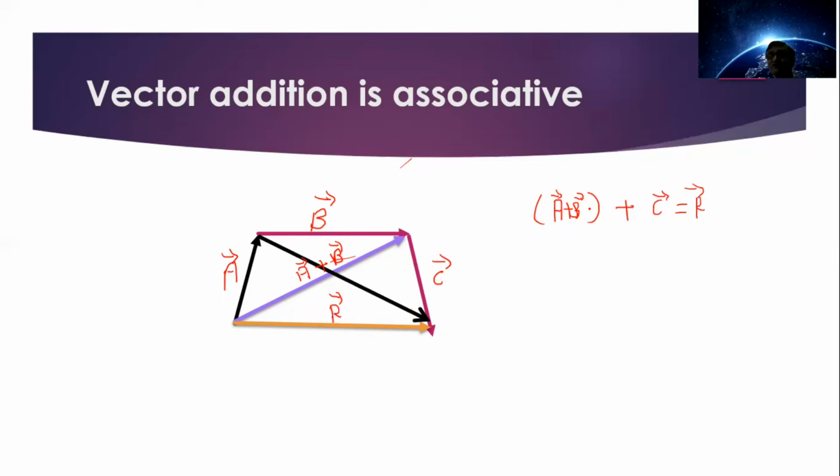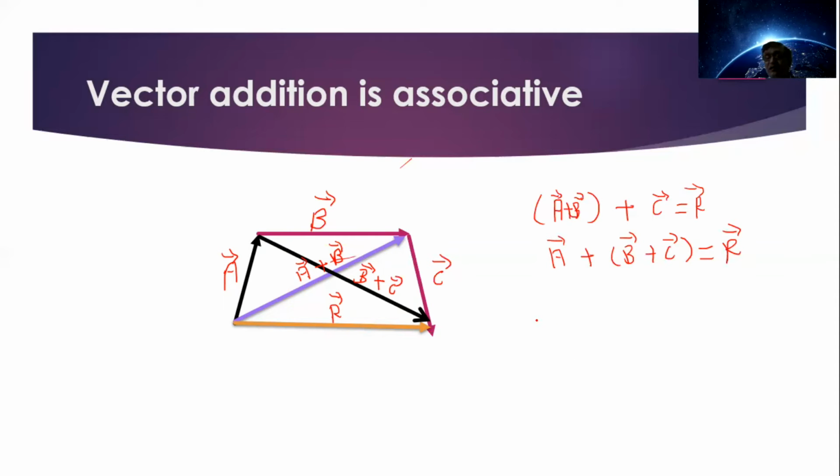We can change this round bracket here. B vector plus C vector is nothing but this vector. Here this is B vector plus C vector, which we have shown here. Now then, A vector plus this vector, that is A vector plus B vector plus C vector, again we get R vector.